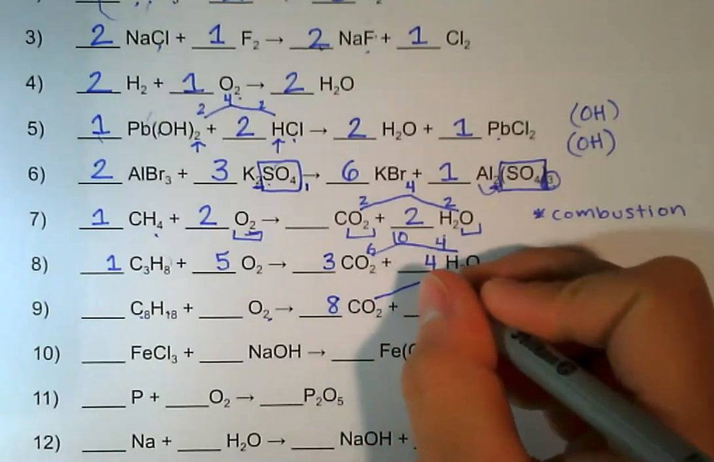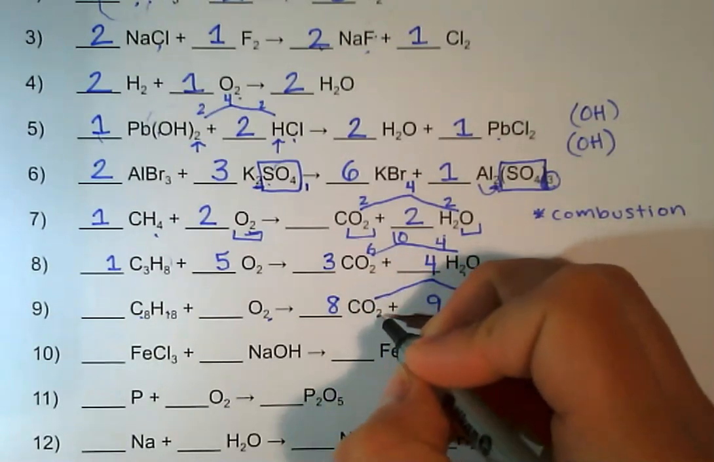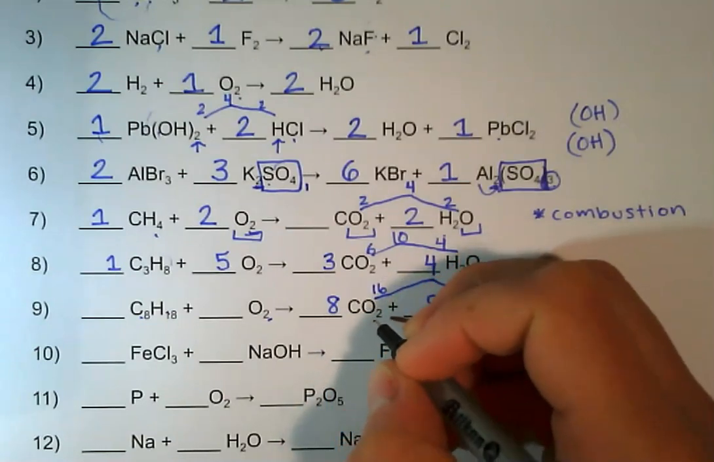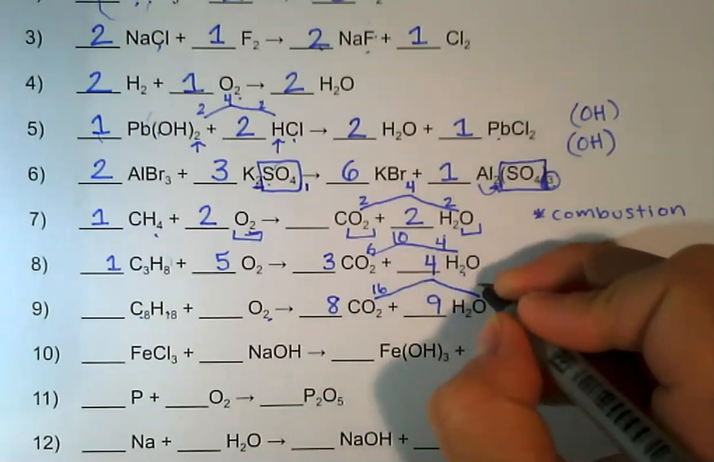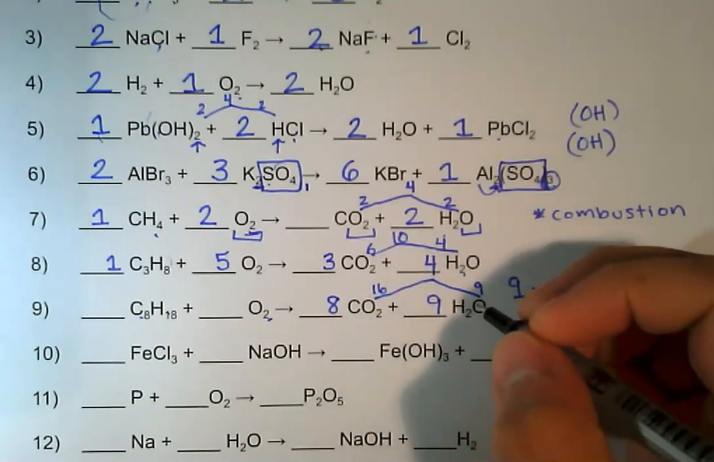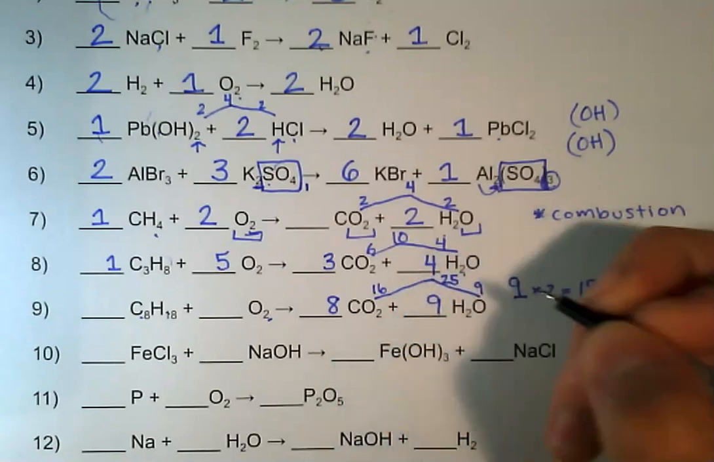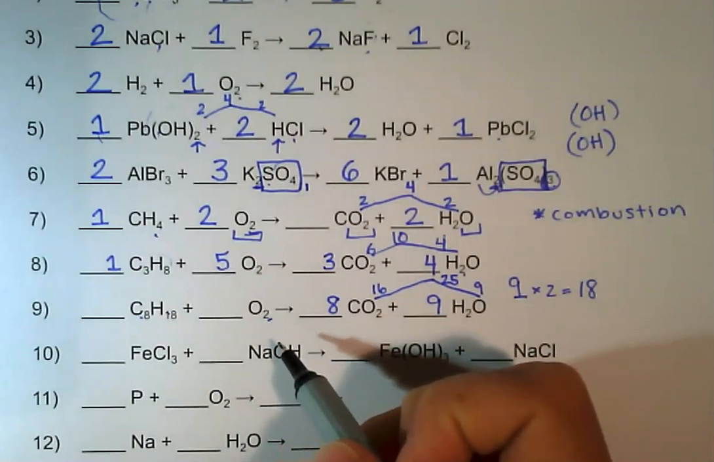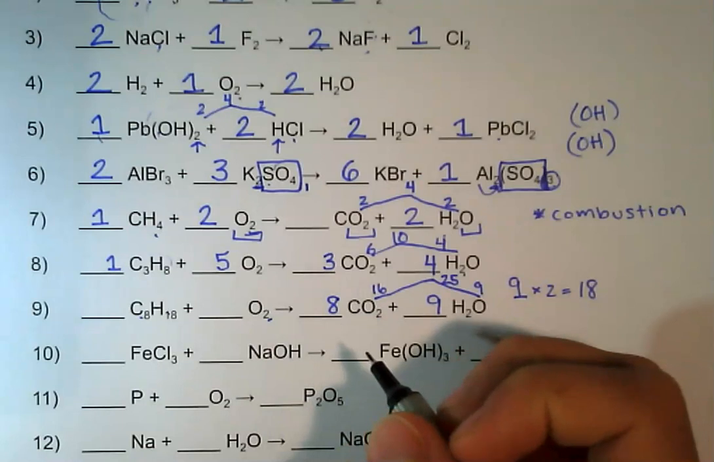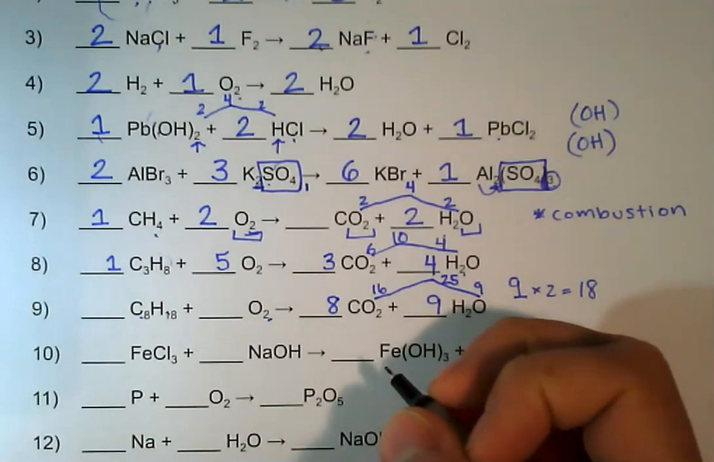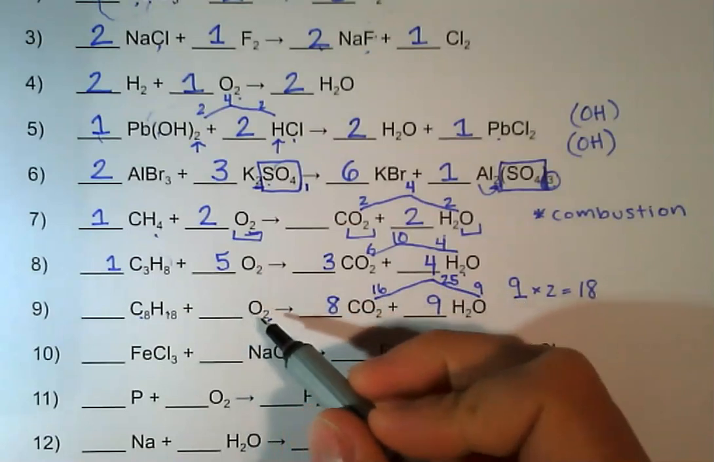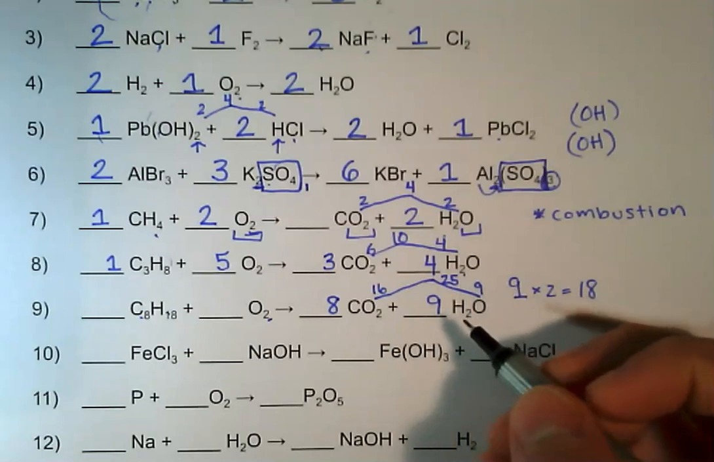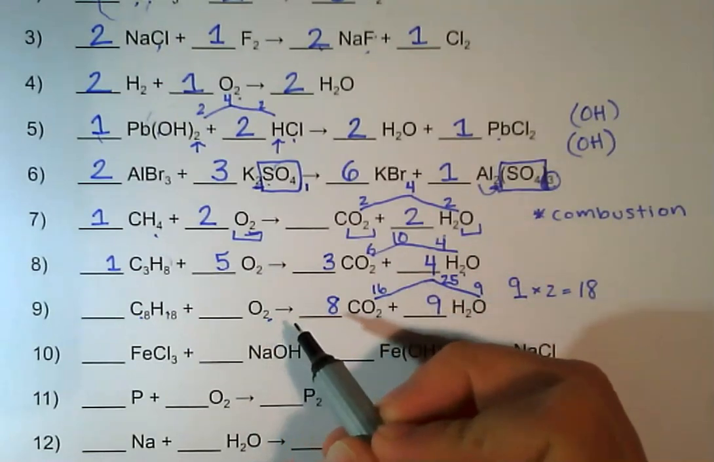Now let's look at oxygen. So I have 2 times 8, so 16 oxygens from CO2 and 9 oxygens from H2O. 16 plus 9 gives me 25 total. So 25 divided by 2, well, that doesn't give me a whole number. And I know that when balancing chemical equations, I have to have a whole number coefficient in front of each reactant and each product. So there's a problem there. 25 divided by 2 would give me 12.5.